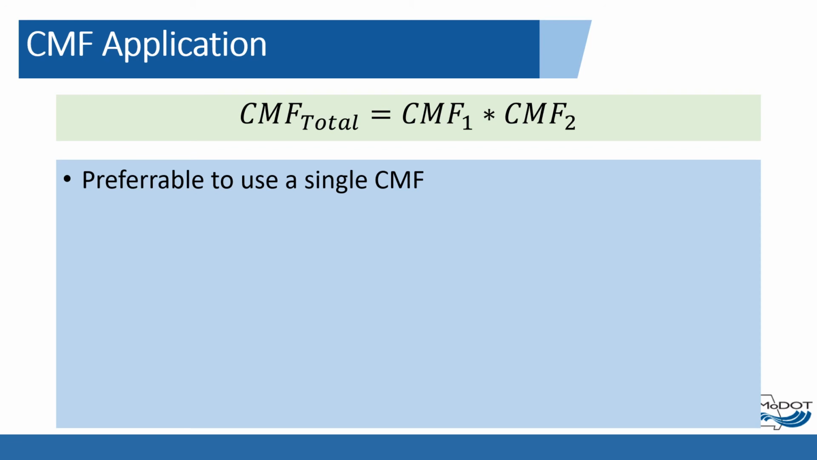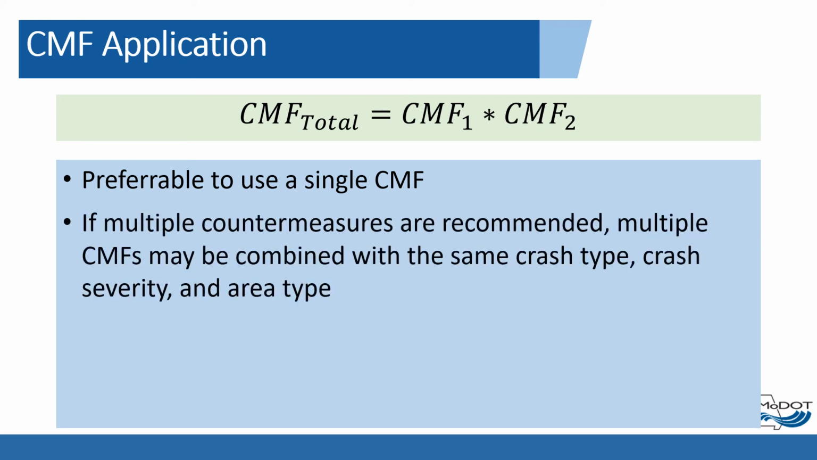It is generally preferable to use a single CMF. However, it is also common for traffic professionals to recommend multiple countermeasures to address crash patterns at a location. In order to accurately capture impacts for these types of situations, multiple CMFs with the same crash type, crash severity, and area type may be combined. If countermeasures are mutually exclusive to one another, then combining may not be necessary and they can be applied separately.